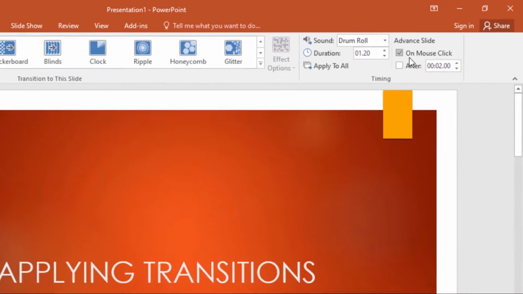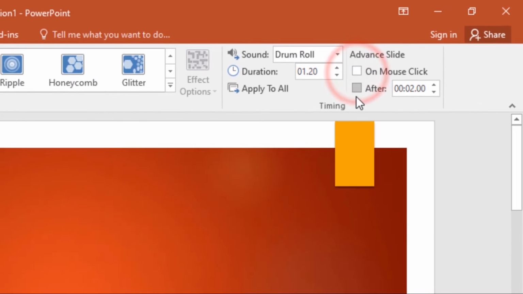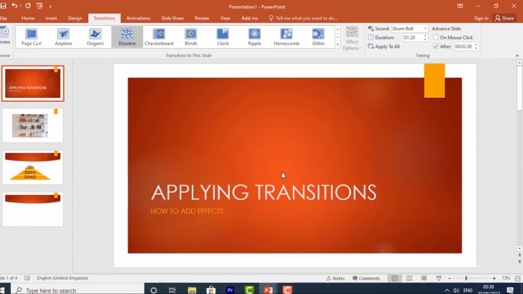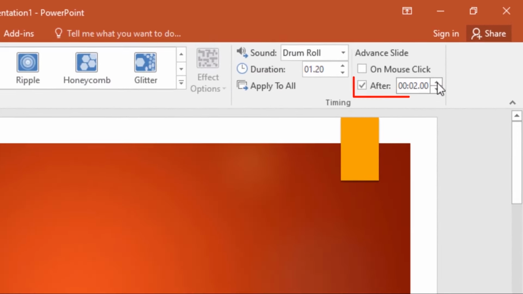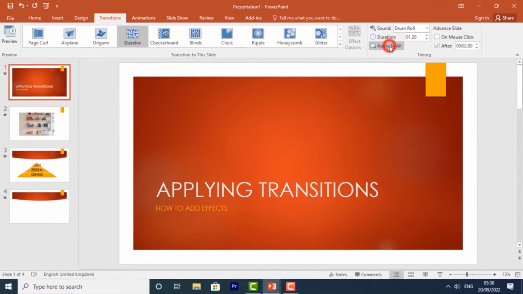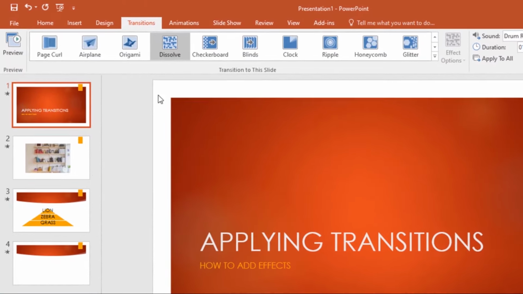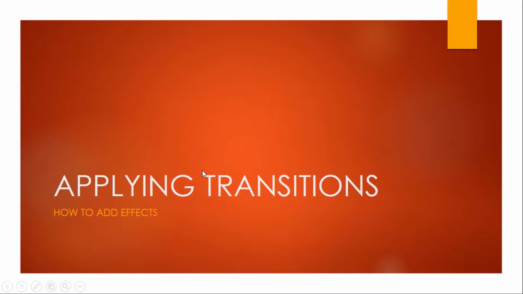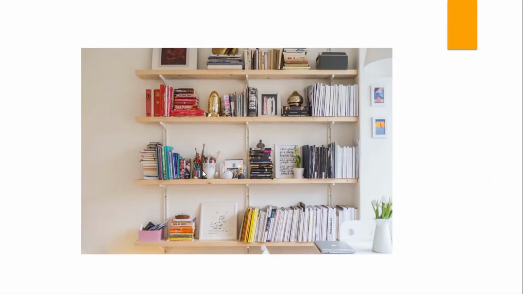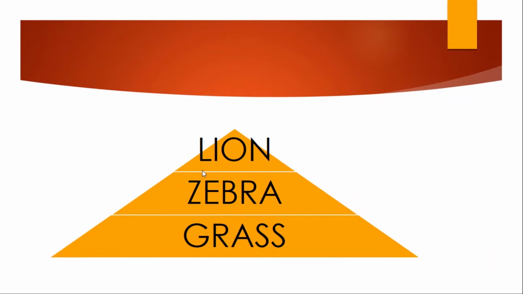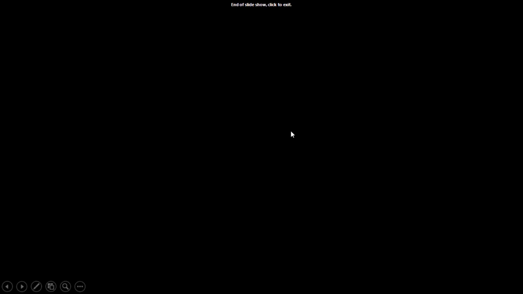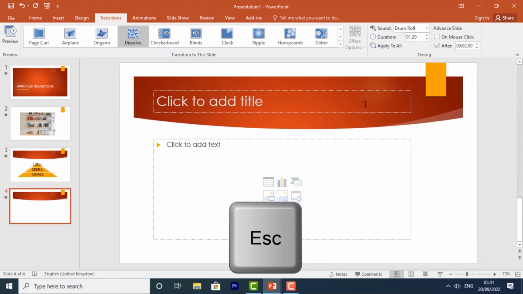So all you have to do is uncheck this box on mouse click and check after. Then from here I can choose how long I want a slide to stay, then it moves to the next one. So I'll select 2 seconds, then click on apply to all command, and this will be applied to all the slides. So if I play this from the beginning, it will take 2 seconds for it to go to the next slide. For it to go to the other slide, it also takes 2 seconds. So that's how you use the advanced timing. So I'll click escape to go back.